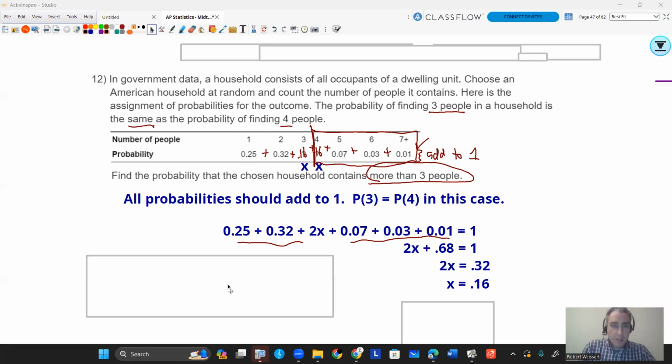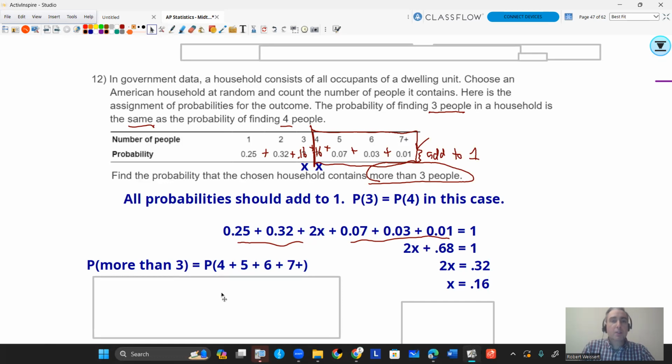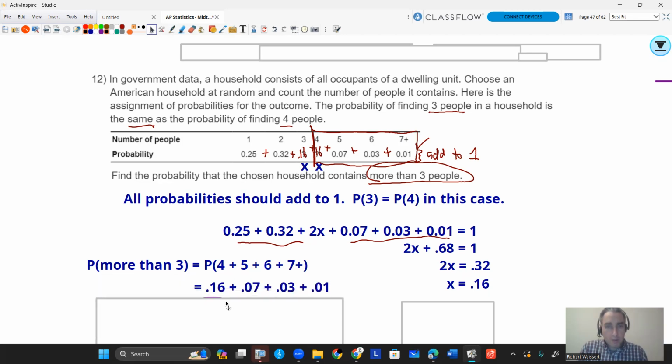Or is just adding them together. It's basically what's the probability of 4 or 5 or 6 or 7. So you're going to get about 27%. 0.27 or 27%. All right, on to the next question.